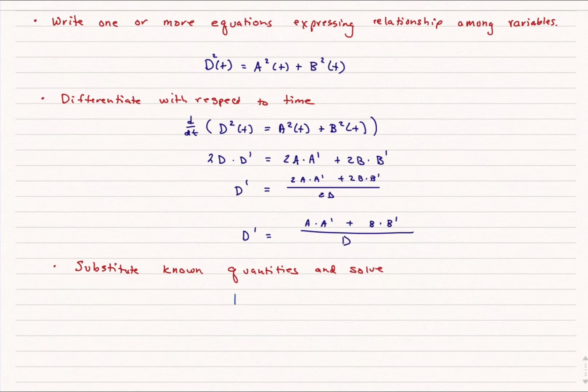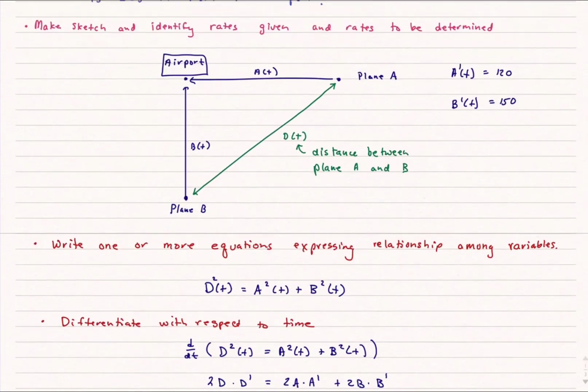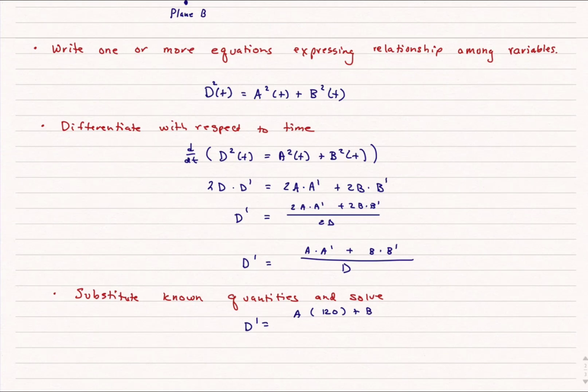So in this case, d prime is equal to a times a prime, which was given as 120, plus b times b prime, which was given as 150, divided by d. And this question specifically asked what happens when a is 180 miles away and b is 225 miles away. I know everything but d.